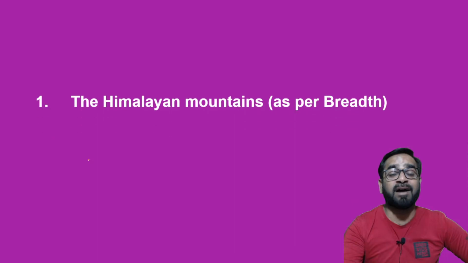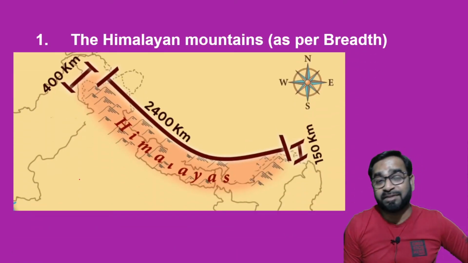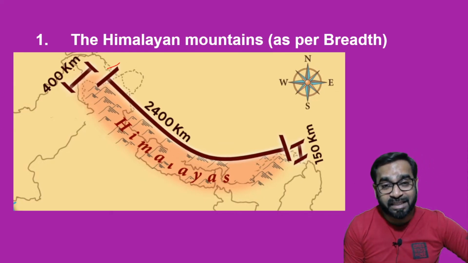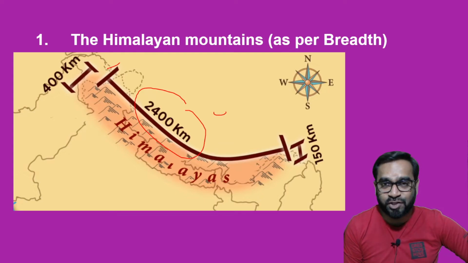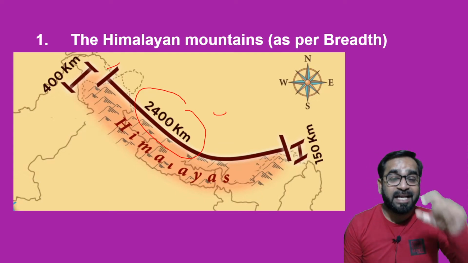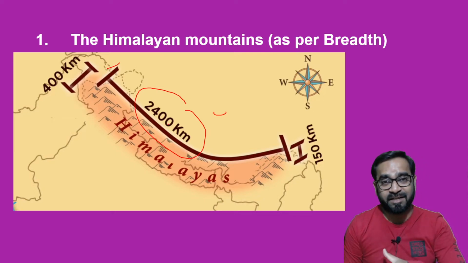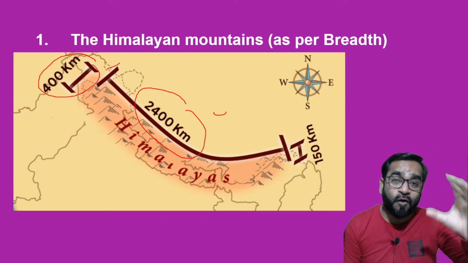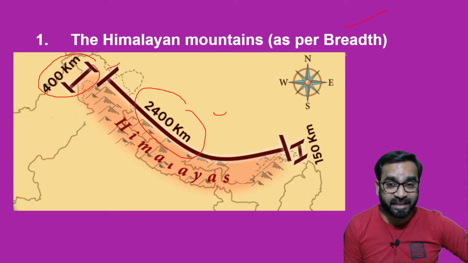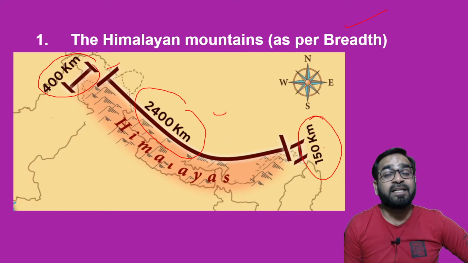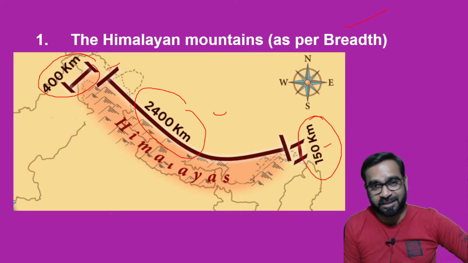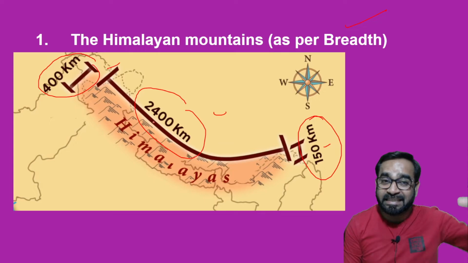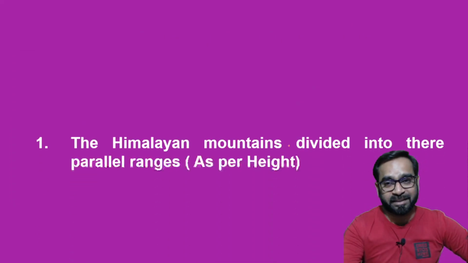Now we are going to study the Himalayan ranges as per their breadth. Dear students, when we see the Himalayan ranges from north to northeast, it is a stretch of about 2,400 kilometers. But the width of the Himalaya differs from north to northeast. At the north it is almost 400 kilometers in width, and about 150 kilometers at Arunachal Pradesh or the northeast. Therefore, the width of the ranges gradually decreases from top to bottom, my dear friends.